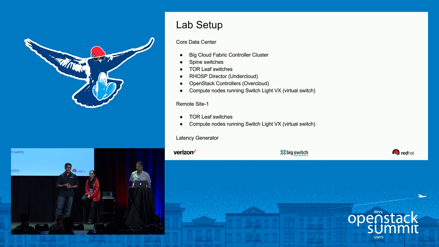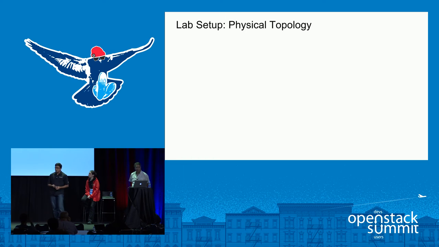And then we had a latency generator appliance. This was a homegrown DPDK-based application, which just adds latency for every packet that passes through it. We ensure that every single wire from the core data center to the remote site goes through this specific latency generator to simulate the WAN. So yeah, this is the physical topology of the lab itself.